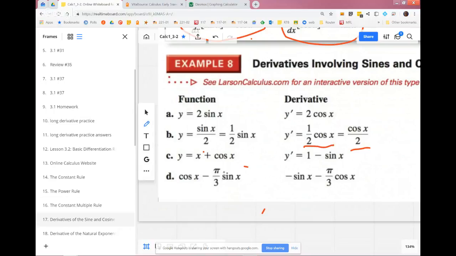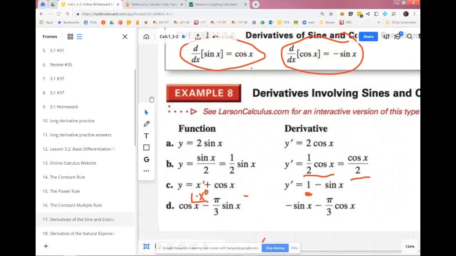This is really x to the first. When you bring the power down, multiply, and reduce the power by 1, you have x to the 0. And what's x to the 0? 1. And what's 1 times 1? 1. So that's where this comes from. The derivative of x is 1. And the derivative of the cosine is minus the sine. We just had it up above there. There it is. And so that one's done.